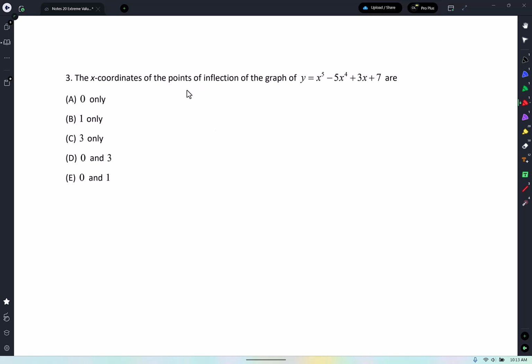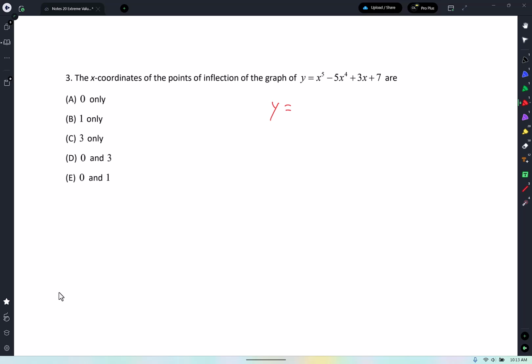The x-coordinates of the points of inflection of the graph y equals x to the fifth minus 5x to the fourth plus 3x plus 7 are. So it wants the x-coordinates of where I have points of inflection. So I need to find where the second derivative changes signs. So here we go, I'm taking a derivative twice. If you weren't here for the lecture, this is all like, what? So make sure to look at that video, guys, or ask me directly or come after school.